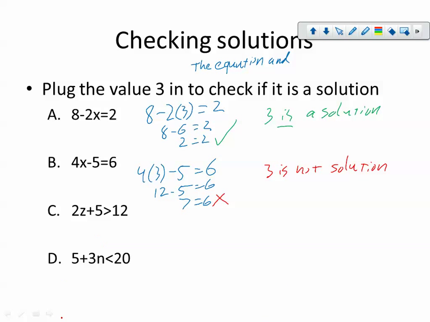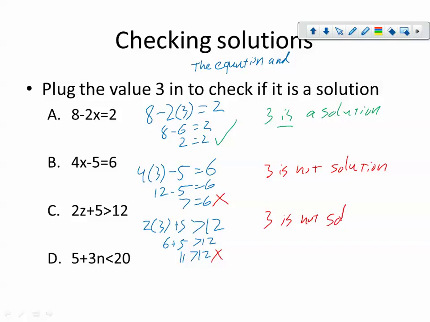What about this one? I like changing colors, it's fun. 2 times 3 plus 5 is greater than 12. Notice the difference, right? There's the greater than sign. This is 6 plus 5 is greater than 12. This is 11 is greater than 12. Is 11 greater than 12? No, it is not. So 3 is not a solution.